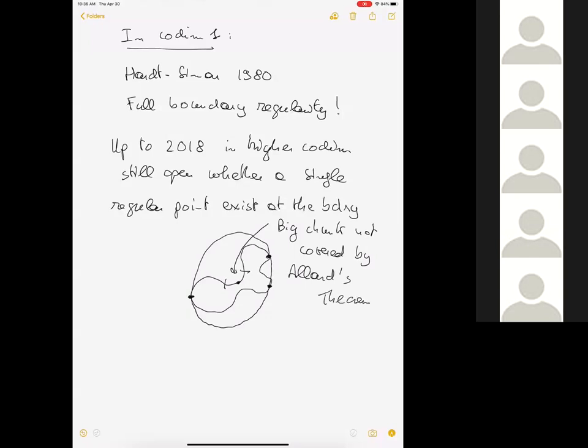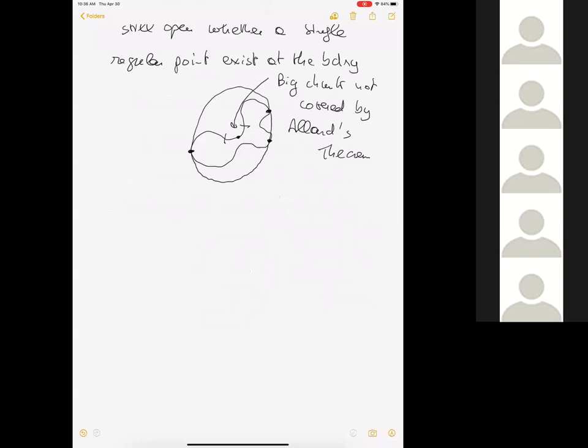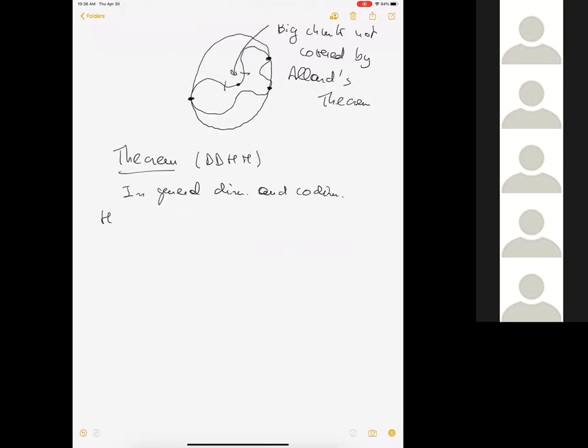Okay, and this is actually what we remedy in this 2018 paper. What we actually prove is that, in general, dimension and codimension, there is at least a dense open set of boundary regular points.